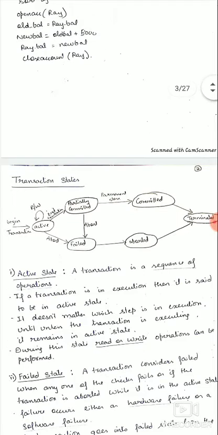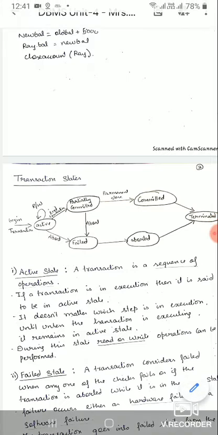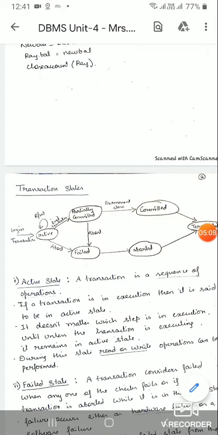During this state, it is going to perform read and write operations on the database. So see here, a transaction that is in execution is said to be in the active state. It doesn't matter which instruction, but if it is in the active state, that means it is executing. So here it is going to perform read and write operations when it is in the active state.